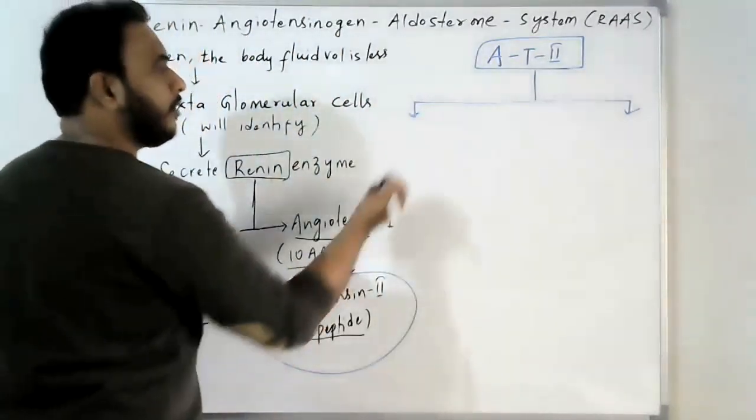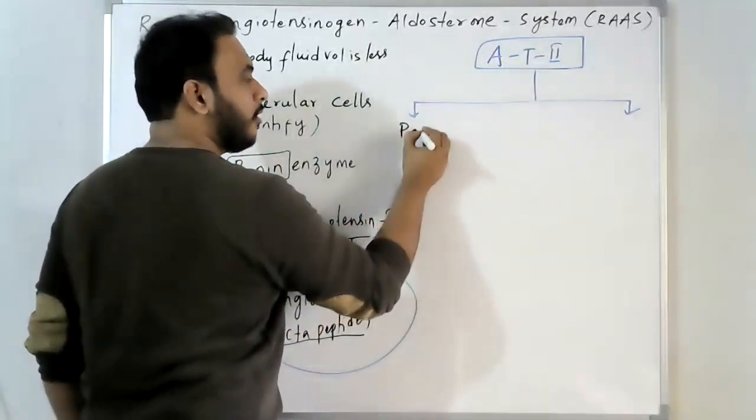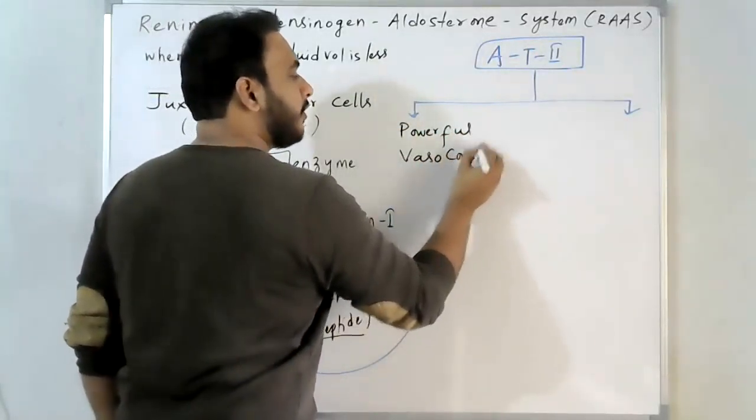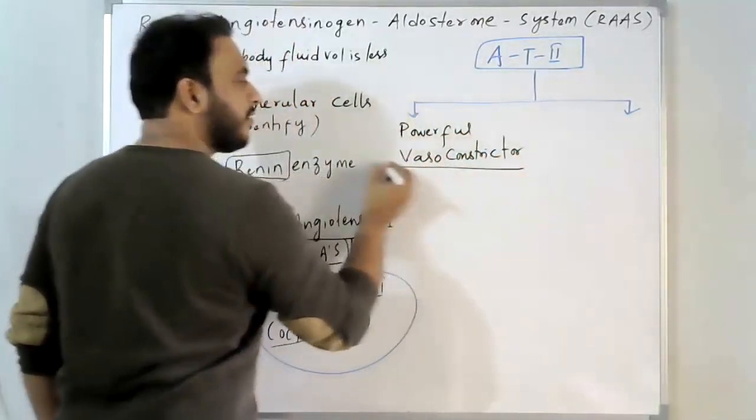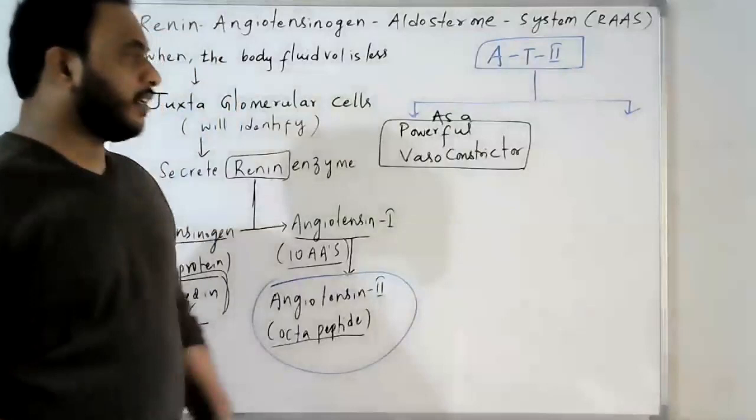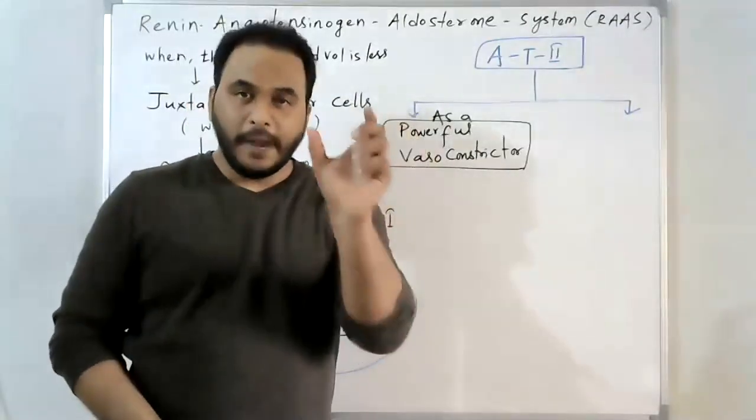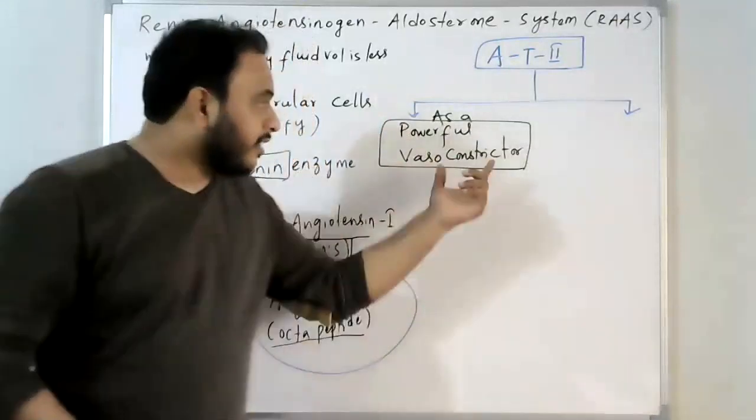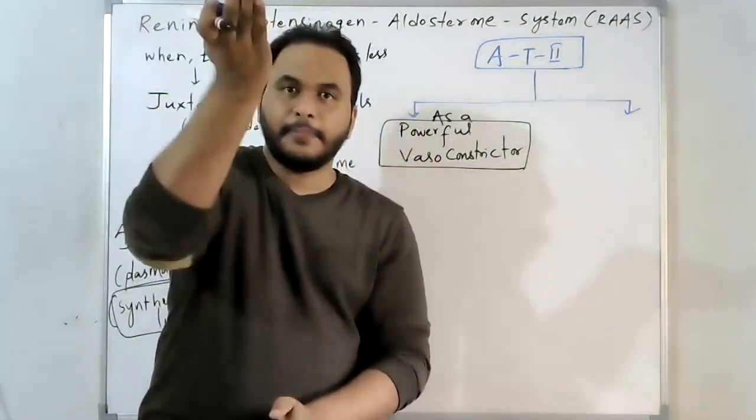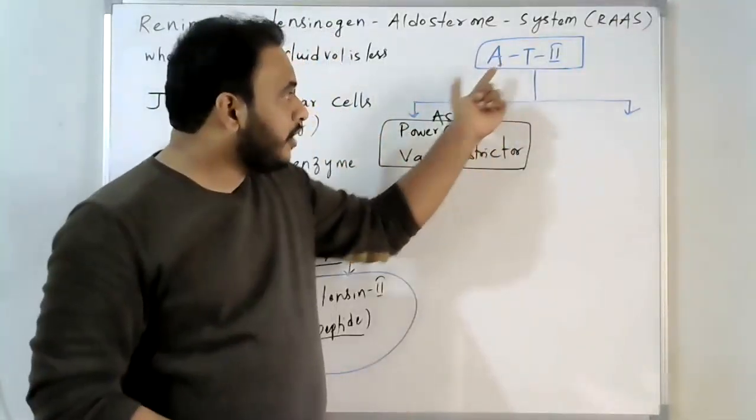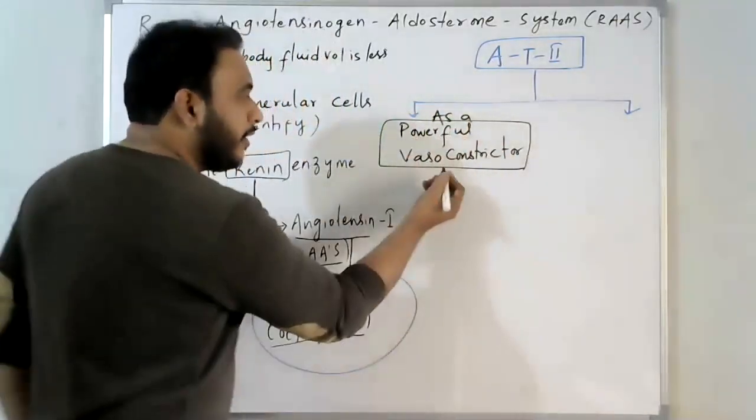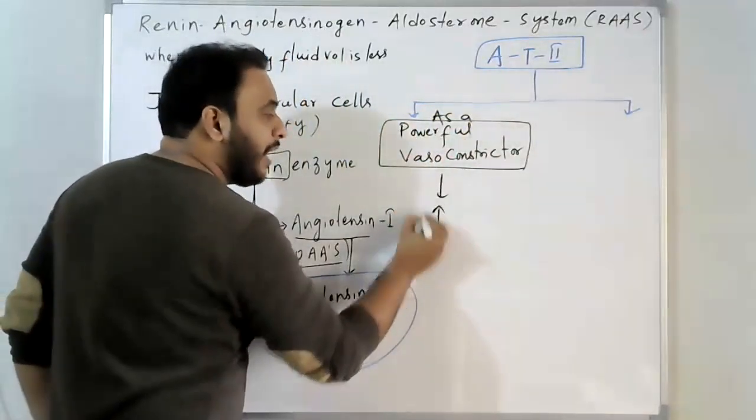Number one, it is a powerful vasoconstrictor. Vaso means blood vessels. Constrictor means narrows. So automatically what happens? Blood pressure will be increased. So this angiotensin 2 is a powerful vasoconstrictor which leads to an increase in the blood pressure.